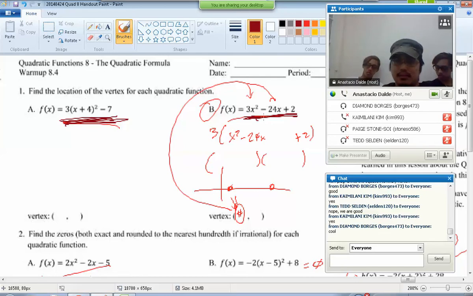You take the mean, not the median. You add the two together and you divide by two, and you get some number. That'll give you the x-coordinate of your vertex. Then once you have that, you plug that x-coordinate into here, replacing x with whatever number you get, and that'll give you your y-coordinate, and that will be where your vertex is. We cool?